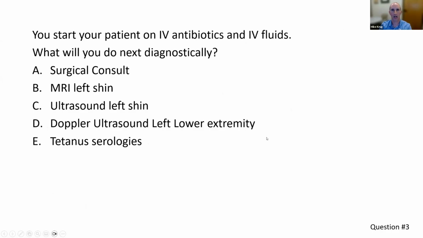You will start this patient on IV antibiotics and IV fluids, obviously. What else would you do diagnostically? A, surgical consult. B, MRI left shin. C, ultrasound left shin. D, Doppler ultrasonography of the left lower extremity. Or E, tetanus serologies.